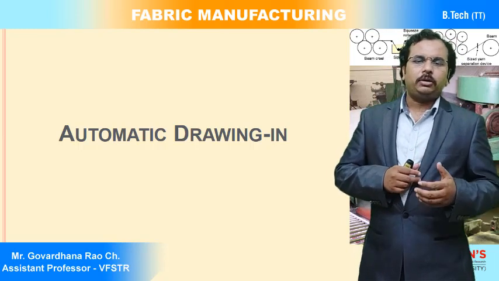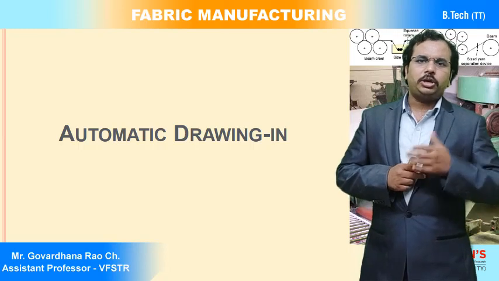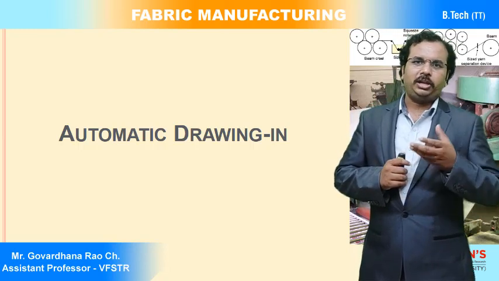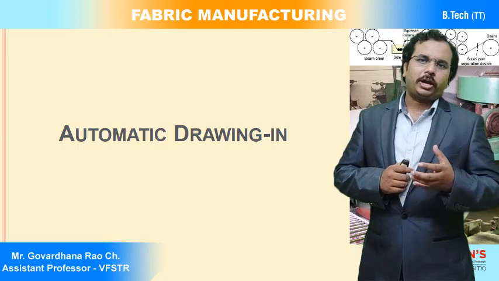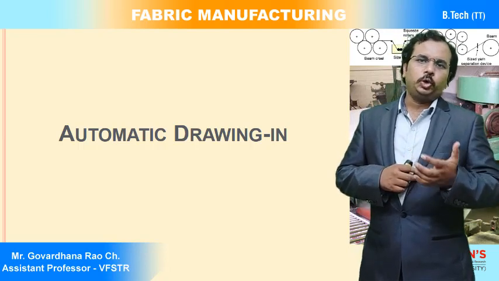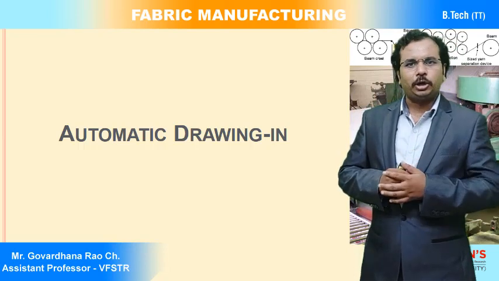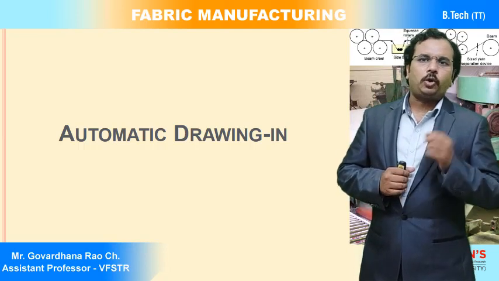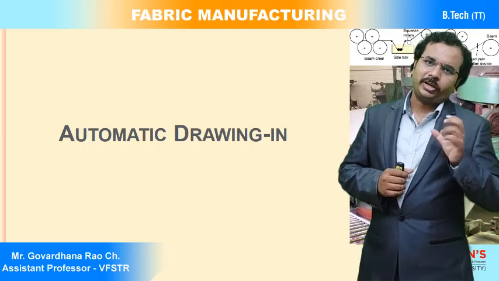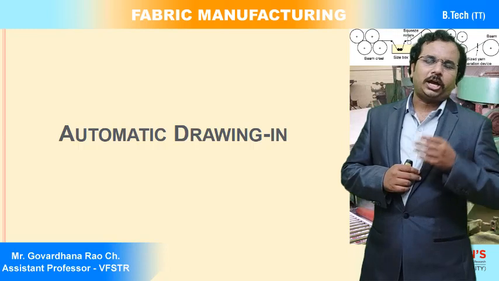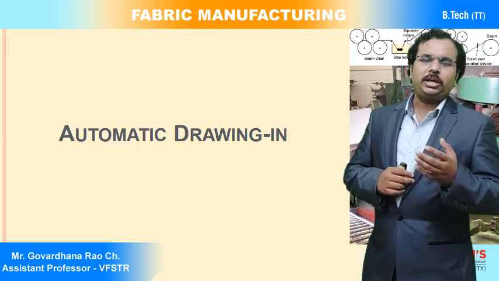So 2 men are going to work. Each man we are paying wages, say for example approximately 300-400 rupees, 400 rupees per man. So 2 men who are working in the area, 400, 800 rupees we are giving for drawing in of 7,000 number of ends. So it is very costly.